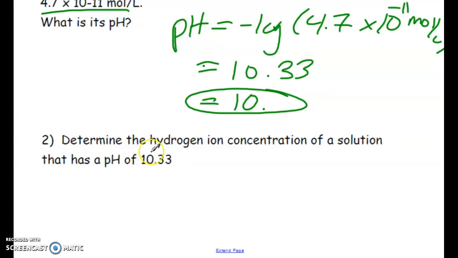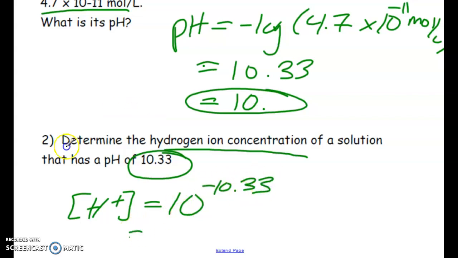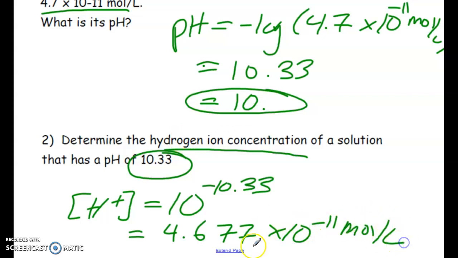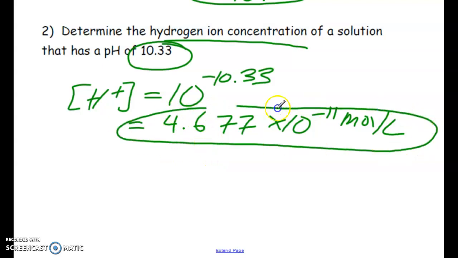Now here we have the opposite. Determine the hydrogen ion concentration if you have the pH of 10.33. So you're basically doing the opposite. 10 to the exponent negative 10.33. This should give us a similar value. We get 4.677 times 10 to the negative 11 moles per liter. And then we need 4 significant digits, actually, so it already is 4. There we go.